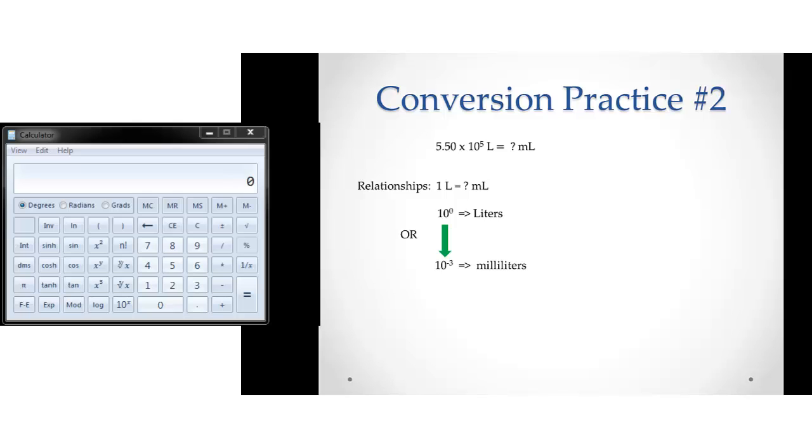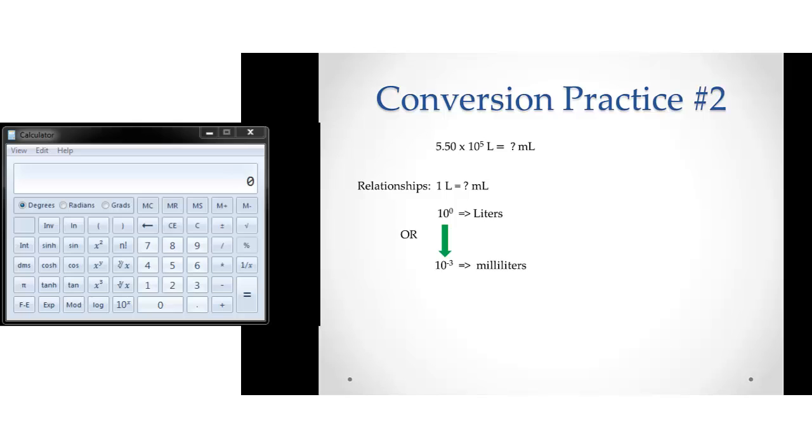In other words, the number of steps is the same as the difference in the exponents. In making our relationship, our starting unit, liters, is given the number 1, while the unit we are converting to, milliliters, is assigned our power of 10.